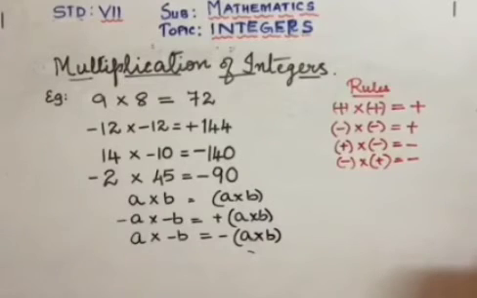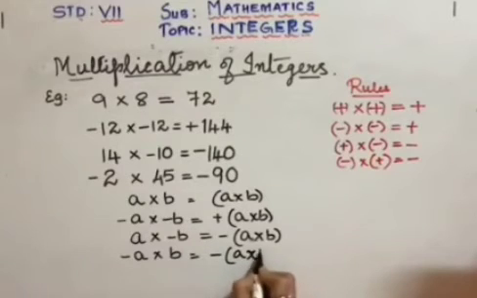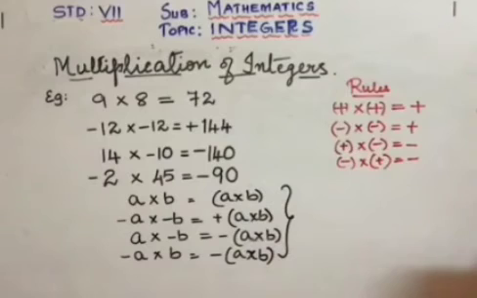Again, A and B are integers. Next we have negative A into positive B. Again, minus into plus is minus A into B. Children, did you all understand? Didn't you find it easy when compared to addition and subtraction?